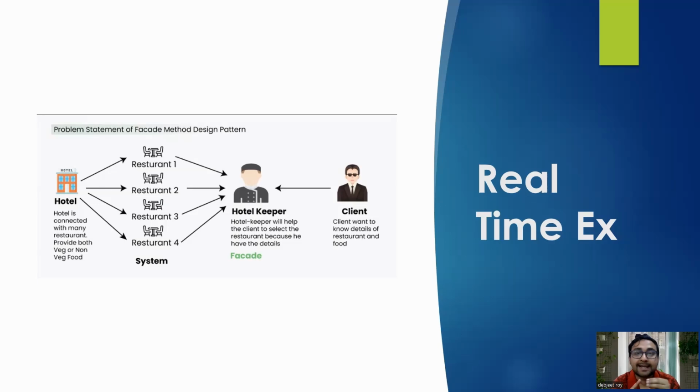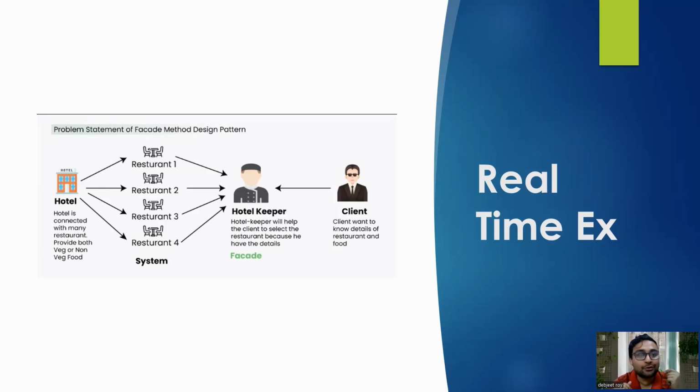So there will be three things. First is menu, second is type of restaurant, it can be veg or non-veg. Third is hotel keeper, which is an interface. Then hotel keeper implementation, which implements this hotel keeper. And then there will be a client driver program from where the client will interact with the hotel keeper.